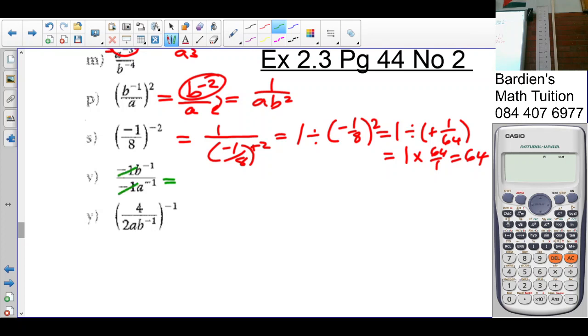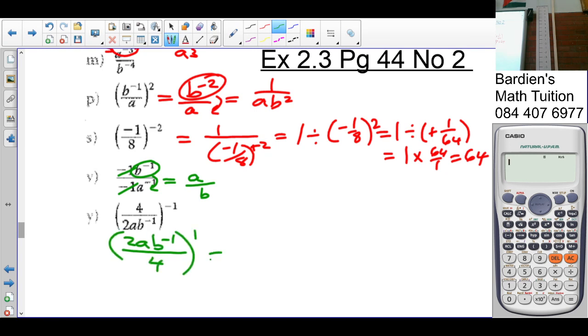The next one, negative divided by negative is positive. So I got b to the minus 1 over a to the minus 1. The denominator becomes positive on top with the exponent, and b to the minus 1 in the denominator becomes positive as well. The last one, you got a fraction raised to a negative exponent. So we can swap the whole fraction around. So that would simply be 2ab to the minus 1 over 4 to the 1.